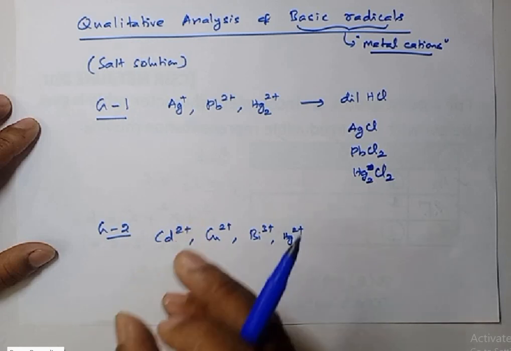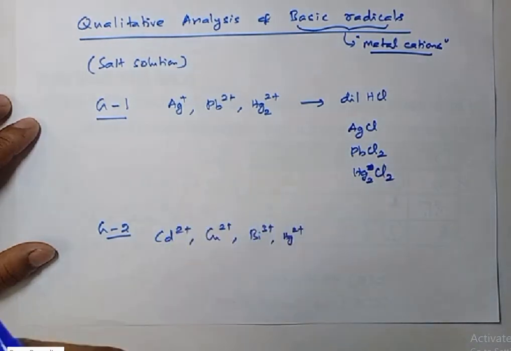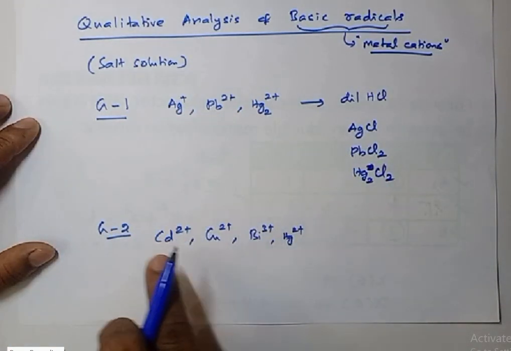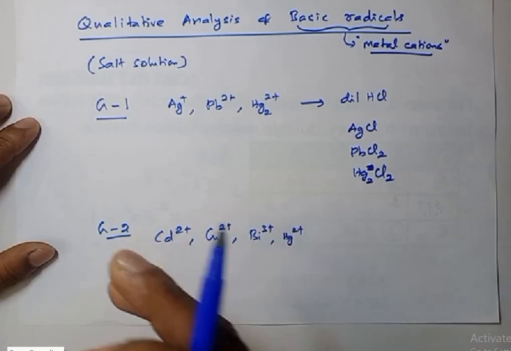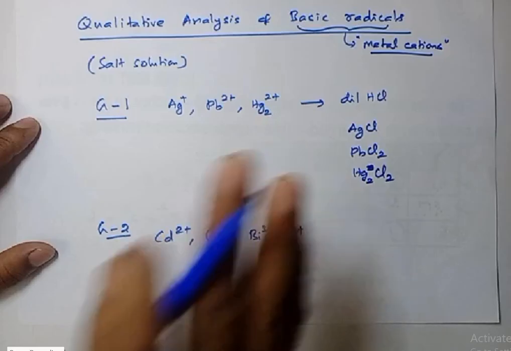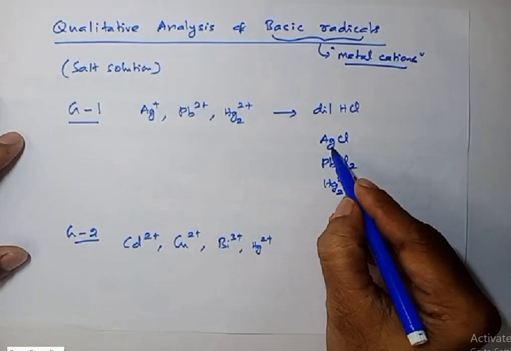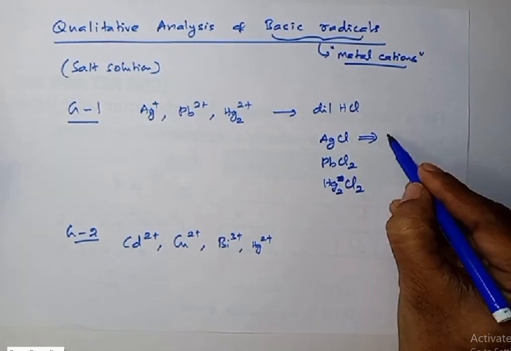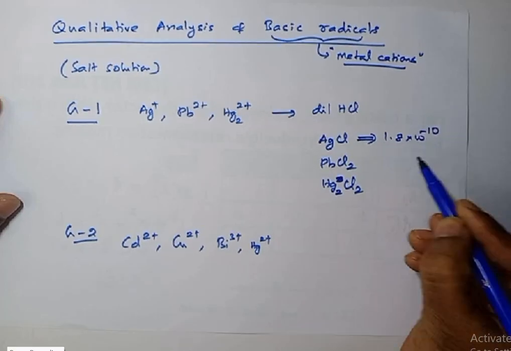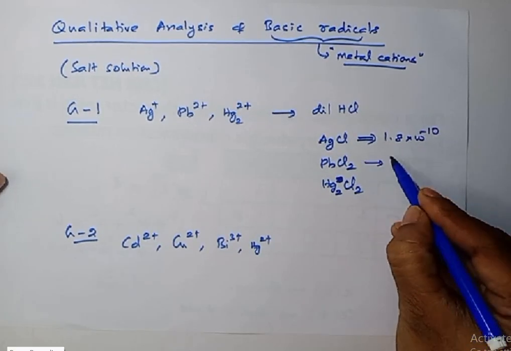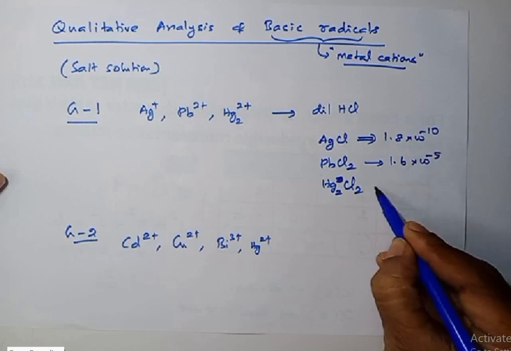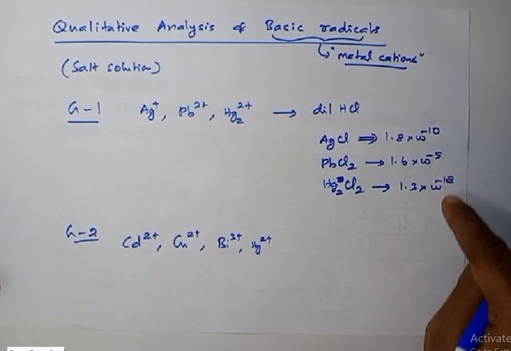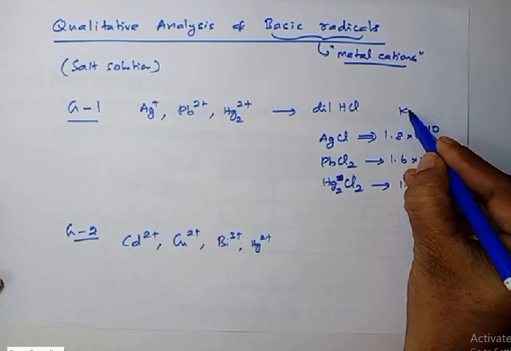Keep this in mind: if solubility product is very high, then they dissolve freely in water. So the chlorides of these metal ions of group 2, group 3, group 4 have such a high solubility product that they remain in the dissolved state. Whereas the solubility product of silver chloride, lead chloride, at 25 degrees Celsius: 1.8 × 10^-10 for silver chloride, very low; for lead chloride, 1.6 × 10^-5; and for mercurous chloride, 1.3 × 10^-18. See, the values are very, very low. These are all solubility product values.